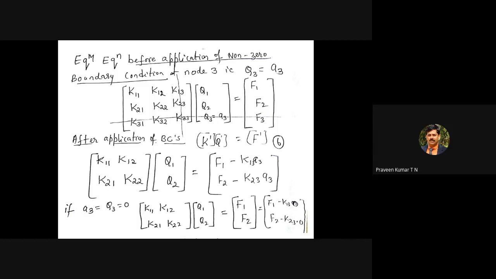After K22, we have K33. So this K33 goes to, I think it is not K23. No, it is the second term, K23. The K23 term goes to the right side. This is K23 into A3. So in general, you have to remember, whenever there is an application of a non-zero boundary condition, especially in temperature, heat transfer, other than eliminating the corresponding rows, you have to modify the force vector or heat force vector. That is the conclusion from this.